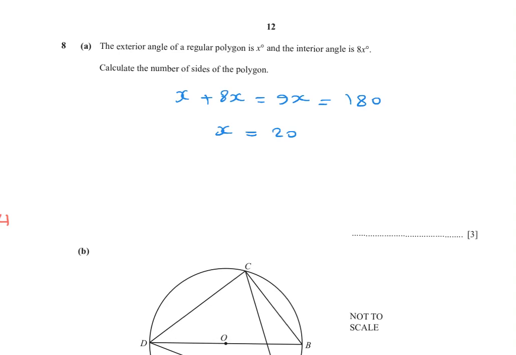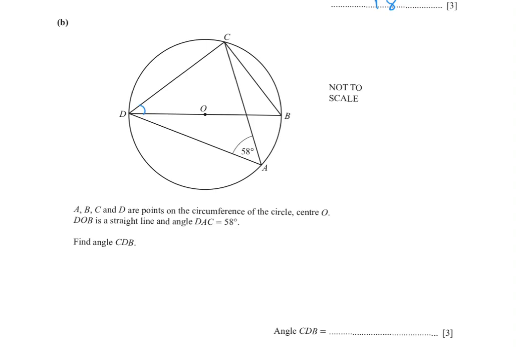If the exterior equals 20, you know that the sum of exterior angles for any polygon equals 360. And if you have a regular one, angles are equal. So the number of sides equals 360 divided by each exterior angle, which is 20, so 18. So 18 sides.